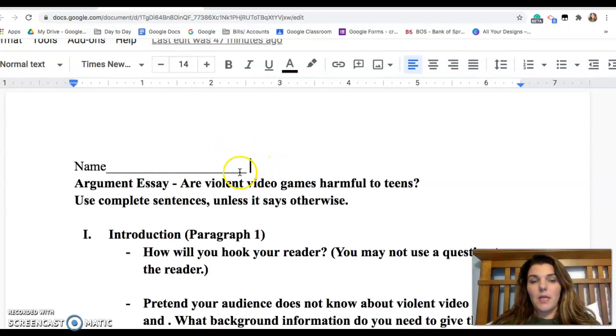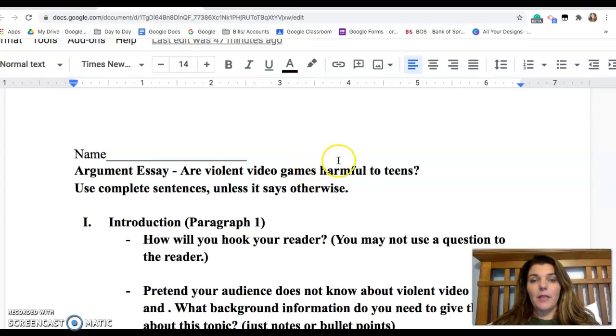So the prompt is, are violent video games harmful to teens? You want to make sure that we're focusing on this area of teenagers. So you want to make sure that you don't include a bunch of evidence about children or have text evidence like, oh, small children shouldn't do this, because we're really focusing on the teenage years, which is like 13 to 19. And we want to know if it has a negative impact on them.